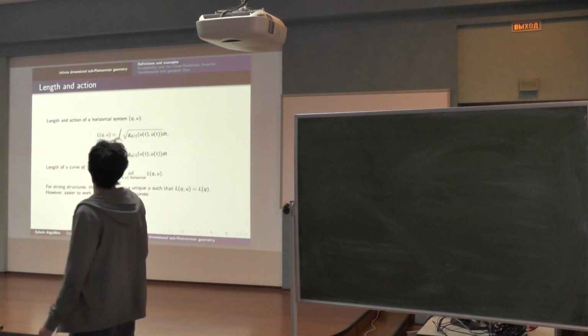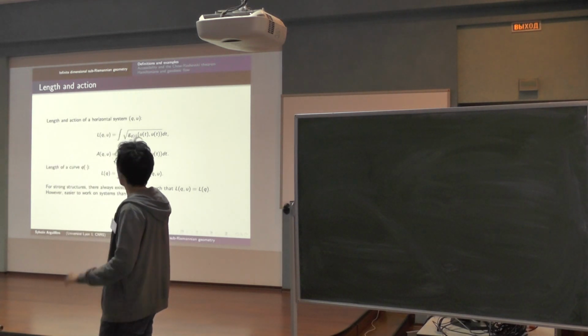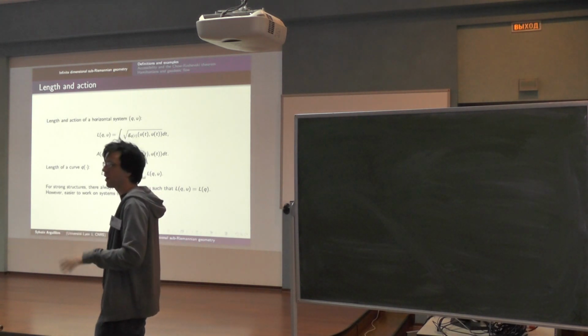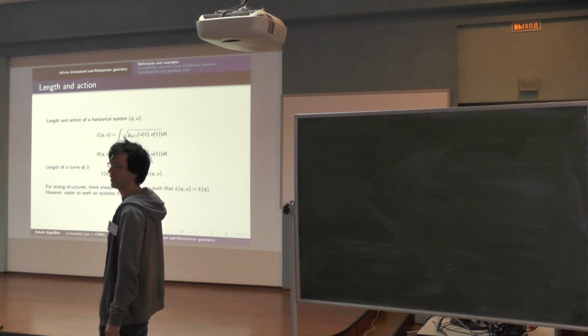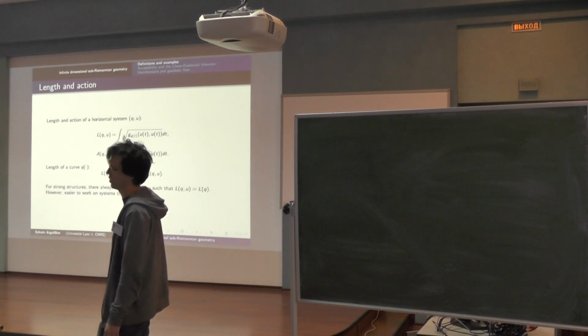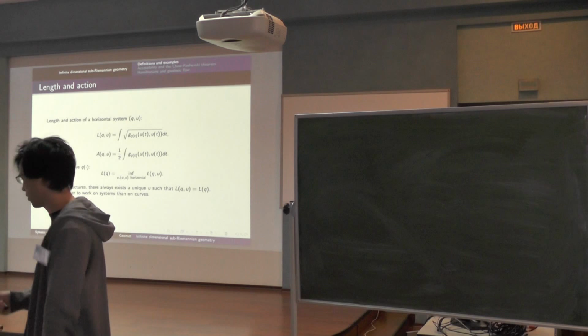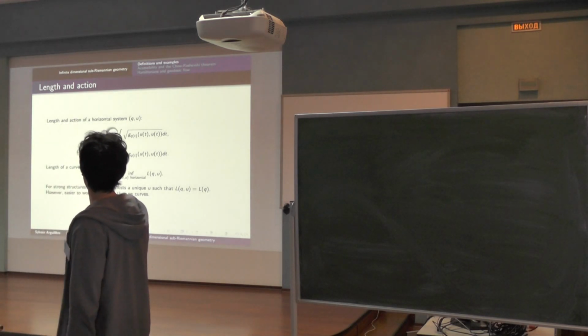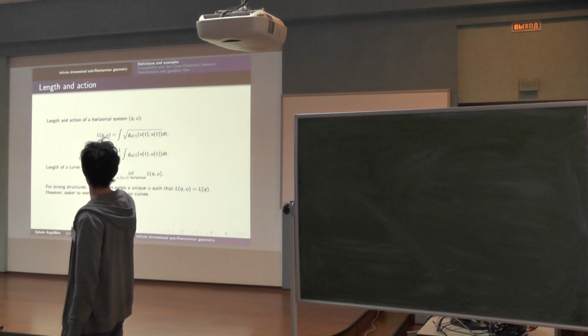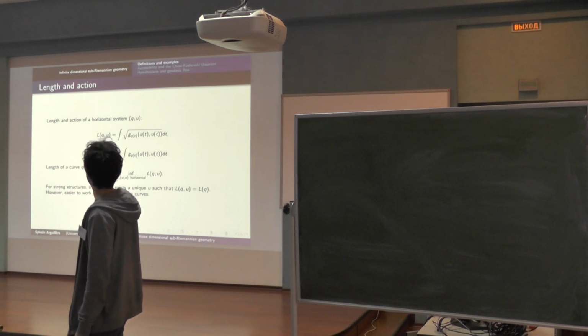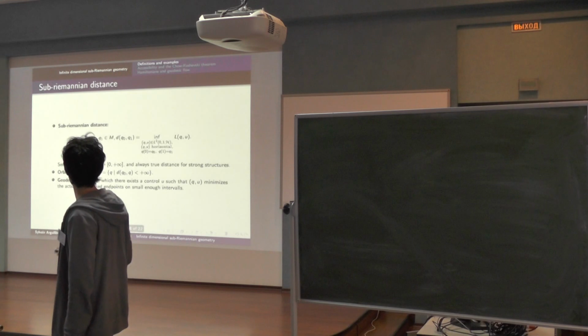But actually, for what I will do, just to simplify stuff, we will always assume that this control is unique, right? So these two lengths coincide. All results still hold, but it's easier for the notation to just assume that these two are the same. Also, you can define the action of the curve the same.